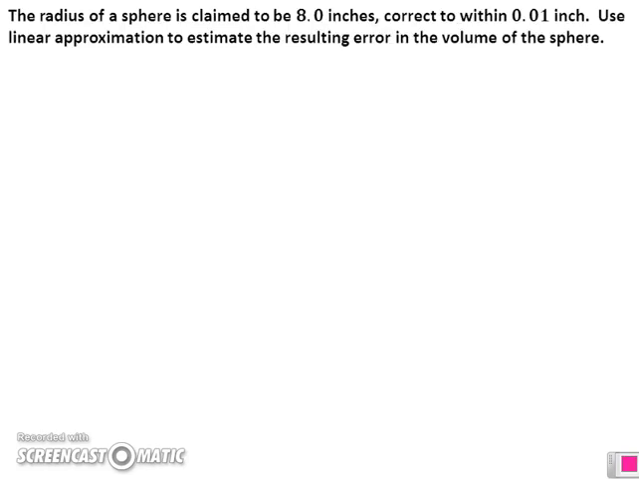Next one. The radius of a sphere is claimed to be 8 inches, correct to within 1/100th of an inch. Use linear approximation to estimate the resulting error in the volume of the sphere. Okay, this one just kind of has a strategy to follow. We're estimating the error in the volume of a sphere. That's the formula for the volume.